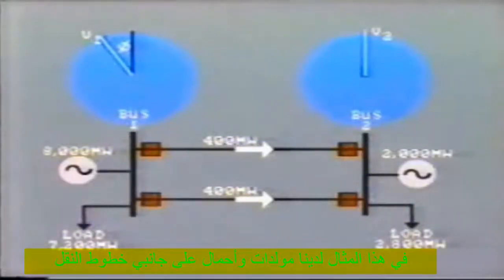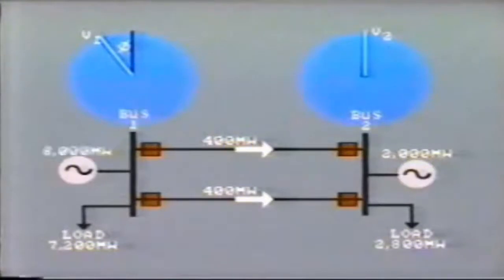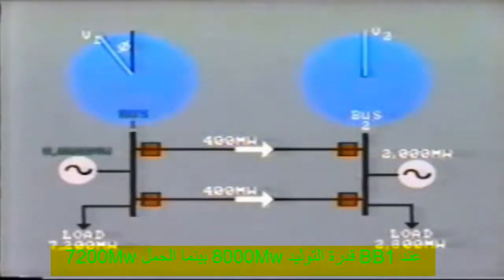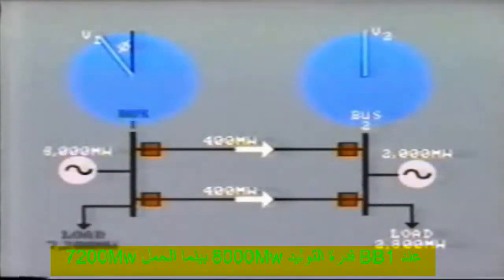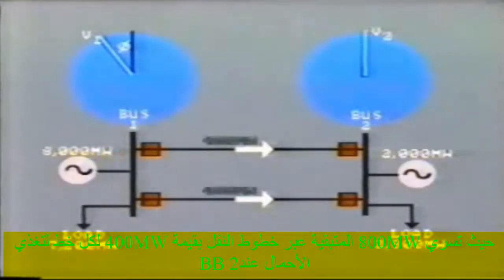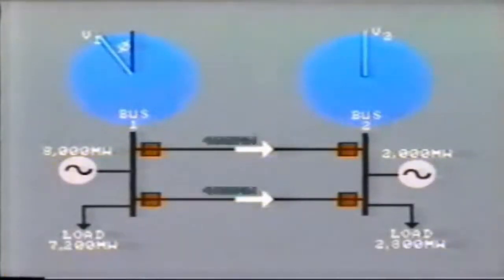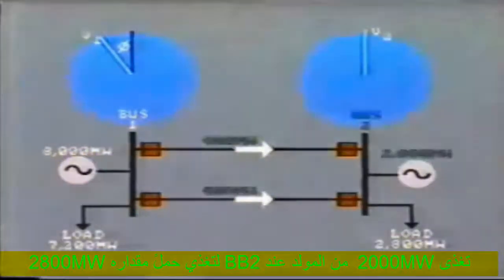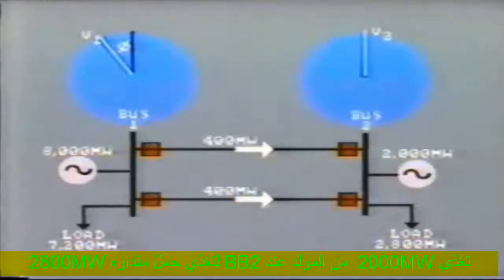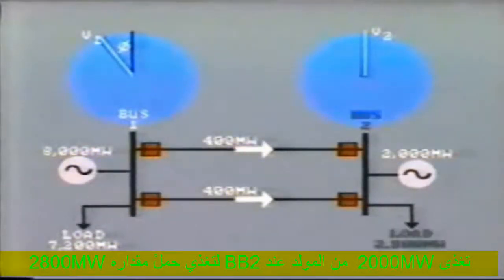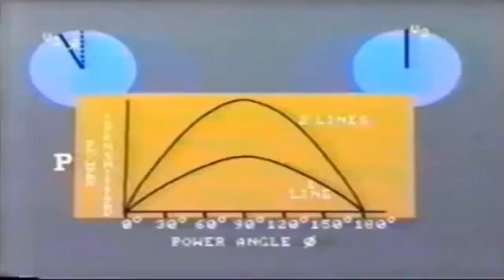In this example, we have generation and load at each end of the transmission circuit. At bus 1, the generation is 8,000 megawatts, while the load is 7,200 megawatts. The remaining 800 megawatts flow across the connection, that is, 400 megawatts in each line, and this supplies the load at bus 2. 2,000 megawatts are supplied from the generator at bus 2 to feed a load of 2,800 megawatts.